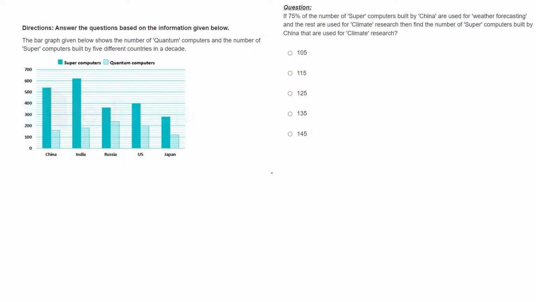So listen here. If 75 percent of the supercomputers built by China, so whatever number of supercomputers China is building, out of that 75 percent are used for weather forecasting and the rest are used for climate research. Now see how many supercomputers China is actually making. This is the data for China. In that we need to see the thick one. So that one is equal to around 540.